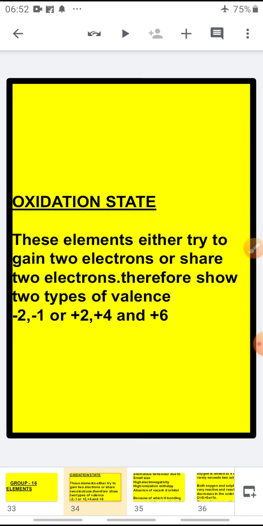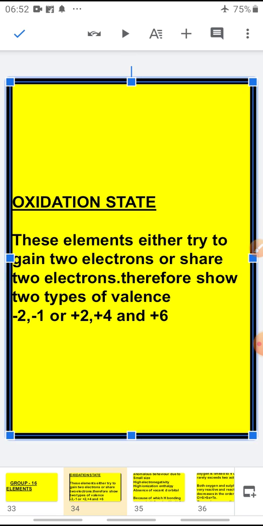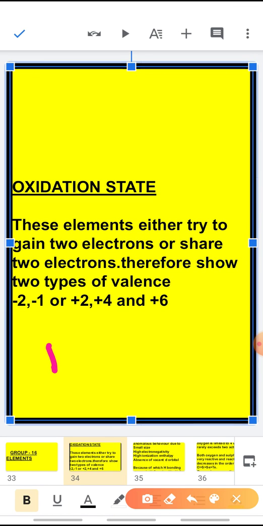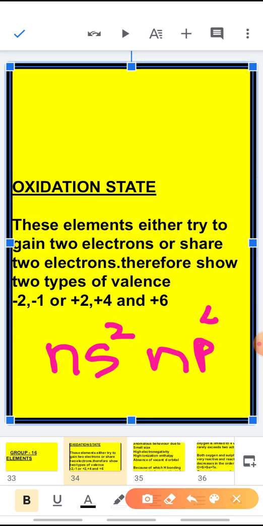Now children, you all know that these elements have the outermost shell configuration ns2 np4. So these elements either try to gain 2 electrons or to share 2 electrons. So they show two types of valencies, the negative valency and the positive valency. As oxygen is an electronegative element, generally oxygen shows negative valency, that is the -2 oxidation state; the -1 oxidation state is also generally shown by oxygen.